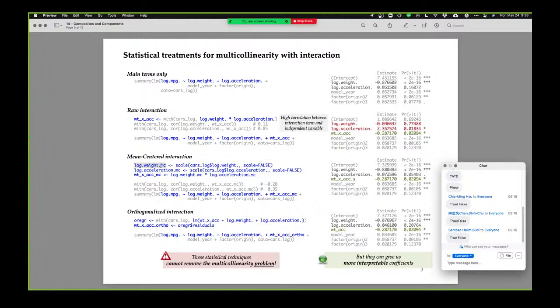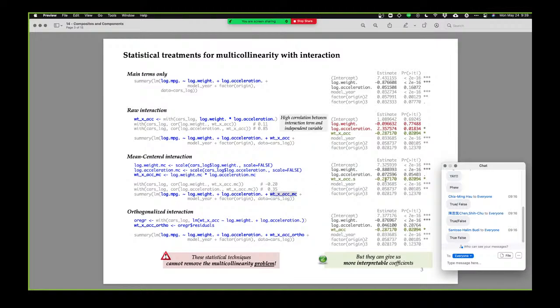So log weight, the MC in my code just means mean centered. And then I did the same thing for acceleration. So we just mean centered the acceleration. And then we produce an interaction term, which is really just the product of the mean-centered variables. And we run the regression using the product of the mean-centered terms.